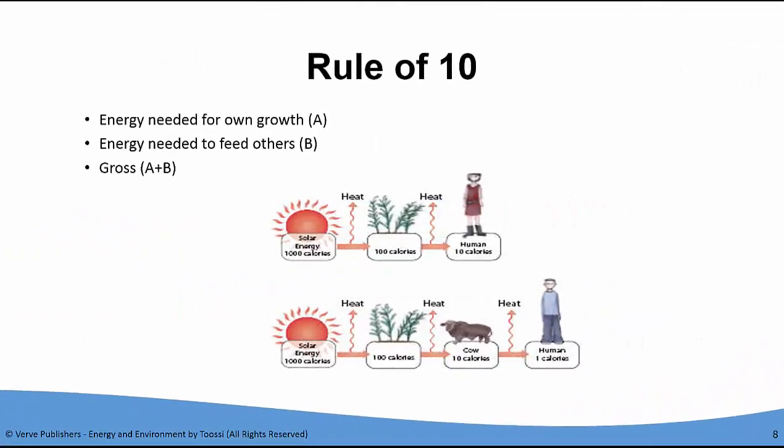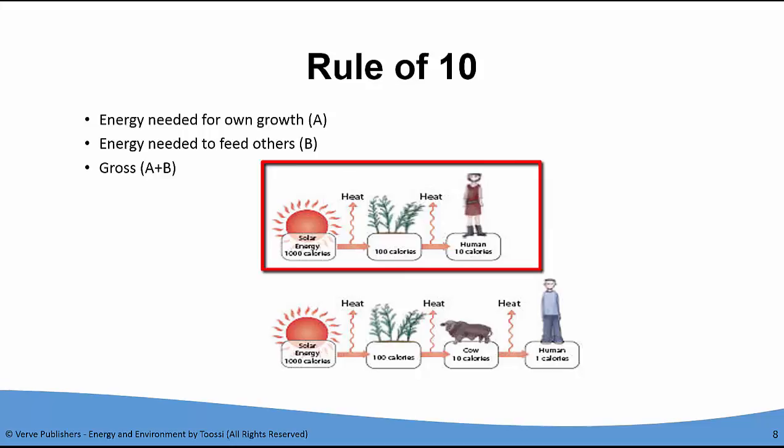There's something called the rule of 10, which basically says that when we move from one energy level to the energy level below it, 90% of the energy is lost. Only 10% is going to pass on to the next level. For example, if you use the solar energy, when you use 1,000 calories of solar energy, the 1,000 calories of solar energy will turn into only 100 calories of the plant energy. 900 calories of that, or 90%, is wasted to the heat to the atmosphere.